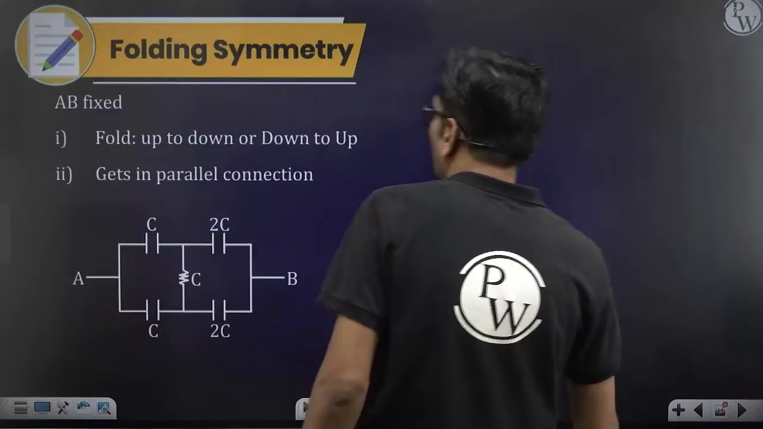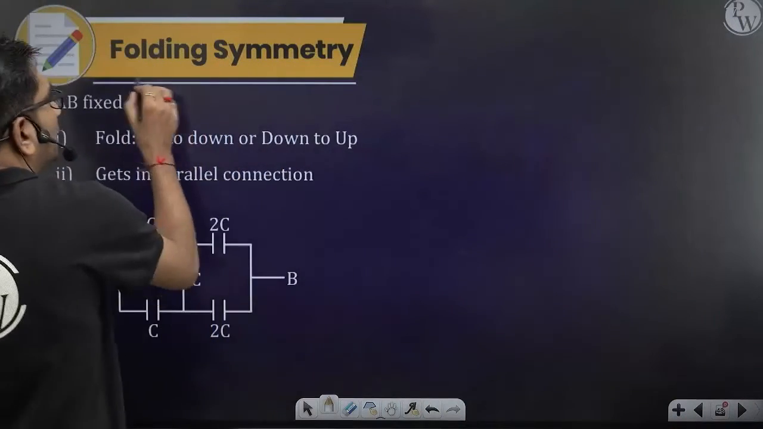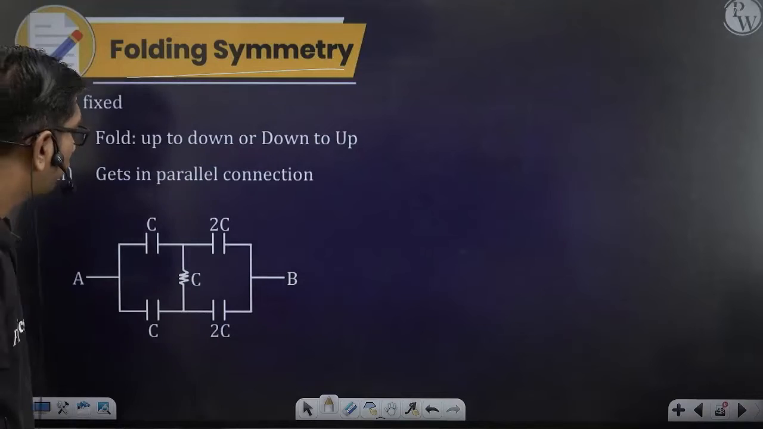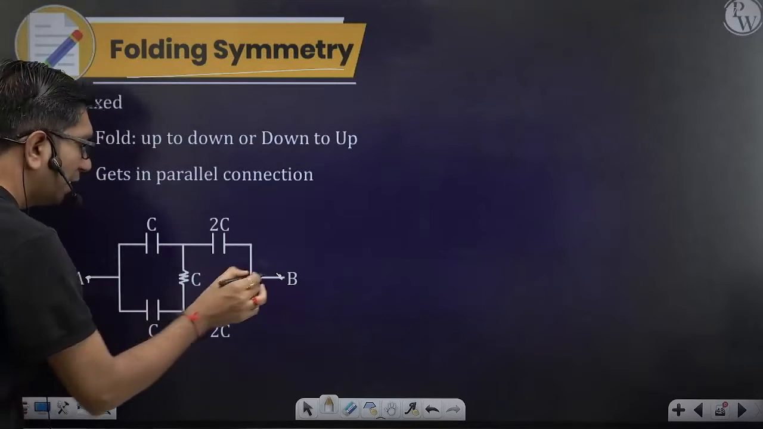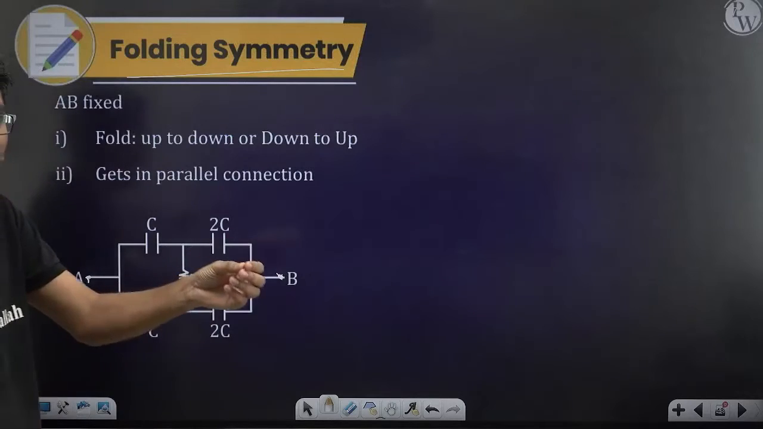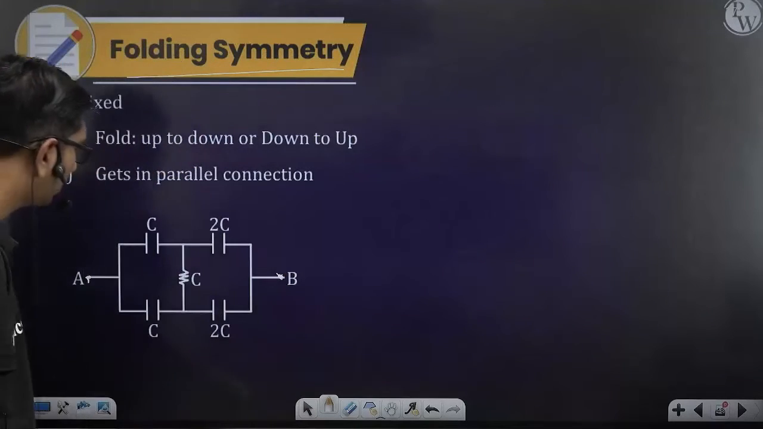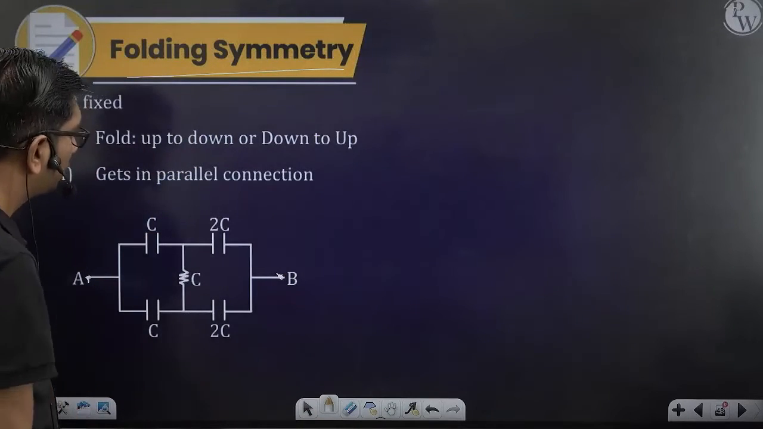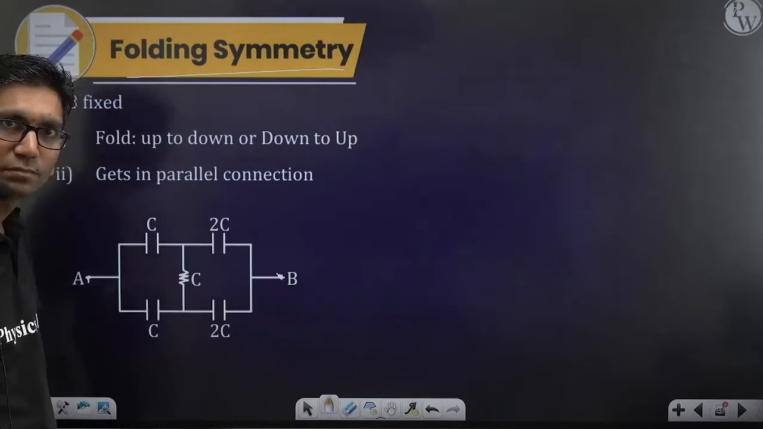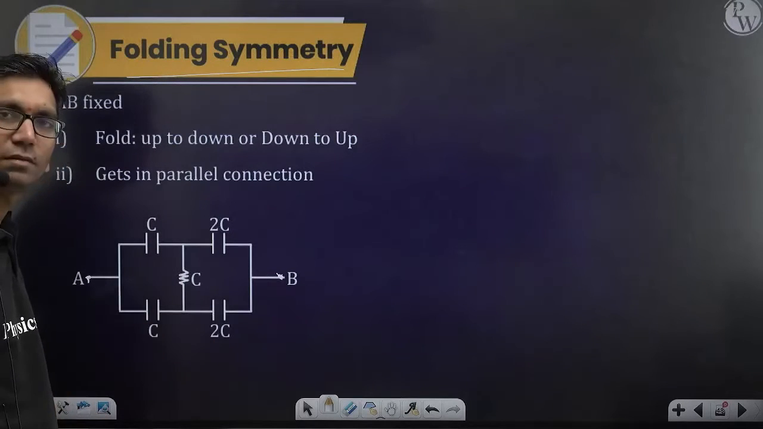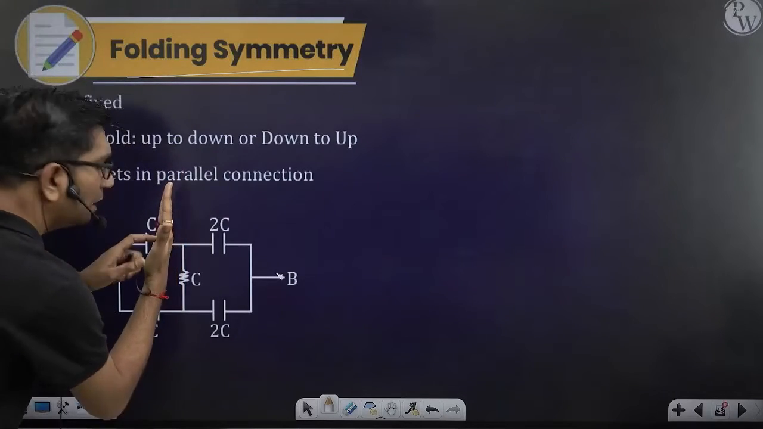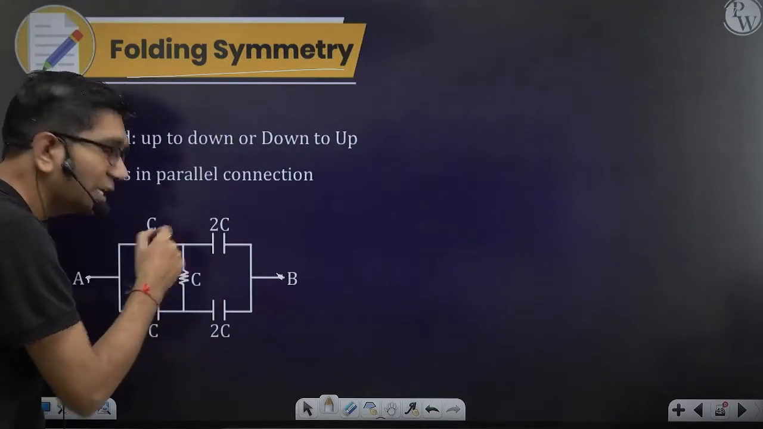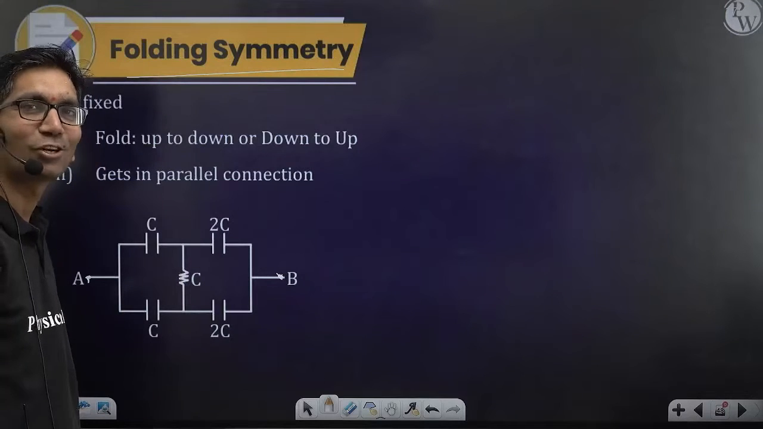Sure. Next, folding symmetricity. In folding symmetricity, what you have to do is fix this one A and B. You have to fix this one A and B. Okay. Right, beta. So see here, first of all, cross check whether it obeys the mirror rule. So I am keeping a mirror here. Here it is C. In the mirror it shows C only, na? But here it is 2C. Mirror is not applicable here then.